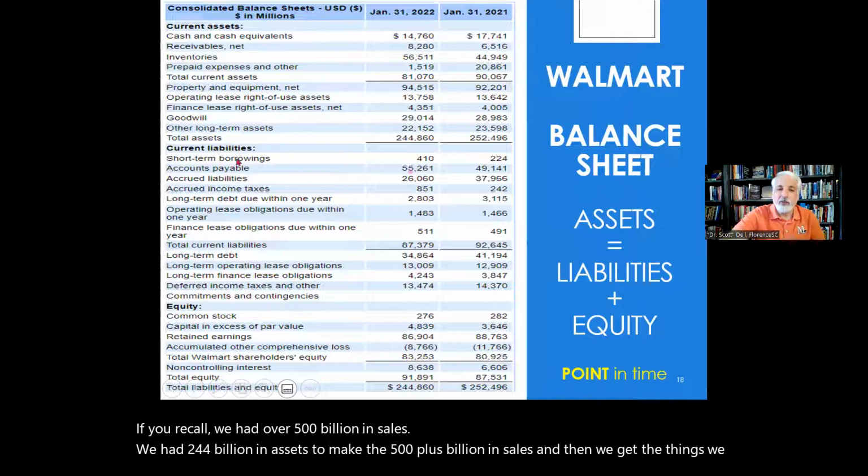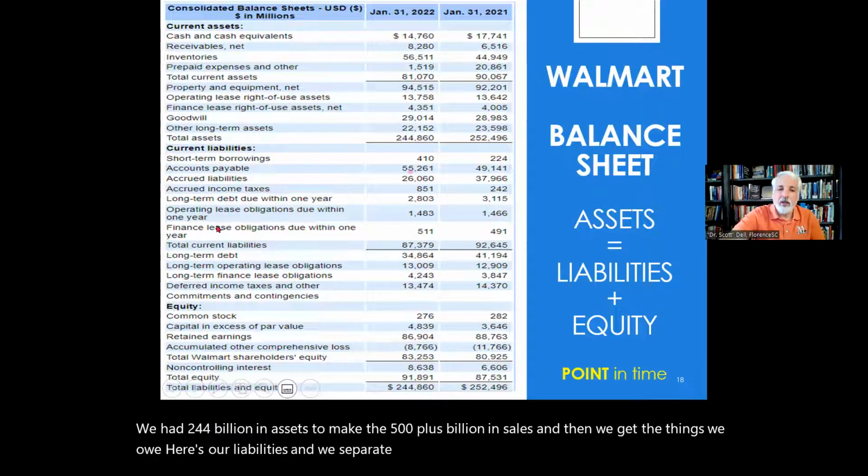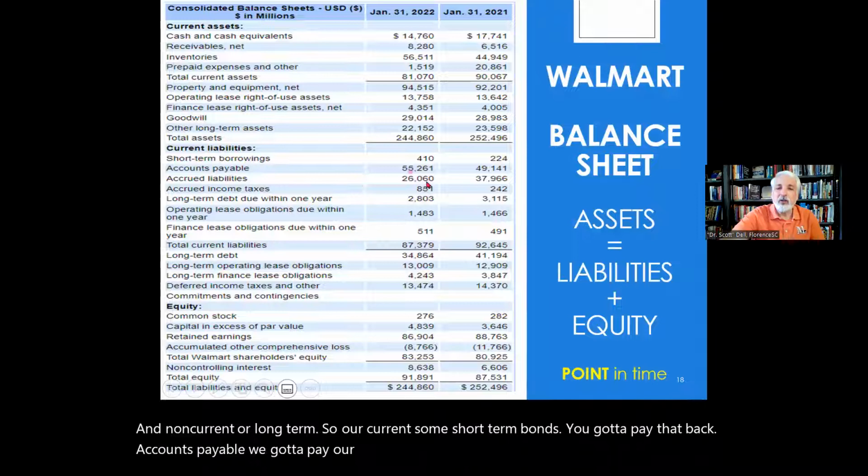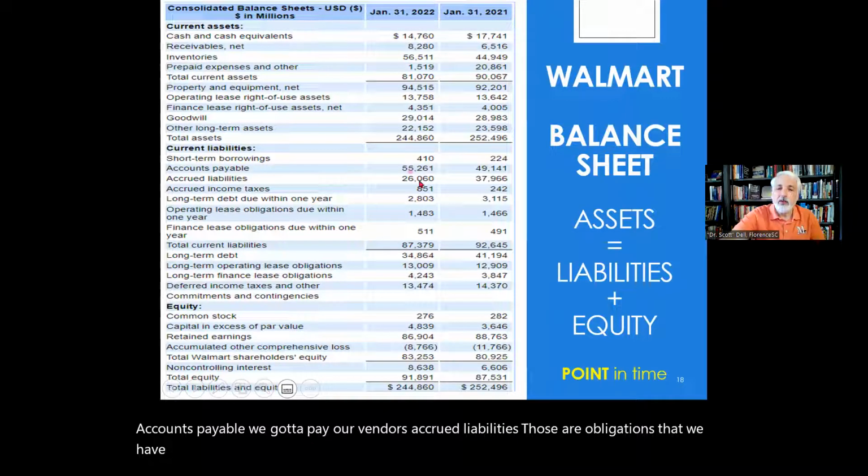Here's our liabilities, and we separate those also into current and non-current or long-term. So our current, some short-term borrowings, you got to pay that back. Accounts payable, we got to pay our vendors. Accrued liabilities, those are obligations that we have recorded that we've incurred, but we maybe didn't get the bill yet. We'll talk about accruals later on. Accrued income taxes, long-term debt due within a year.